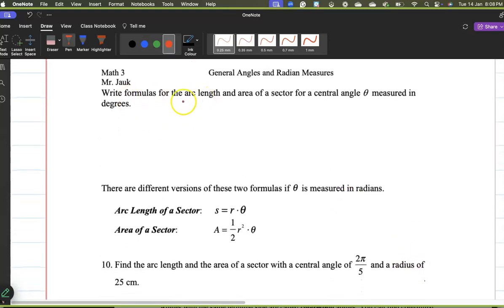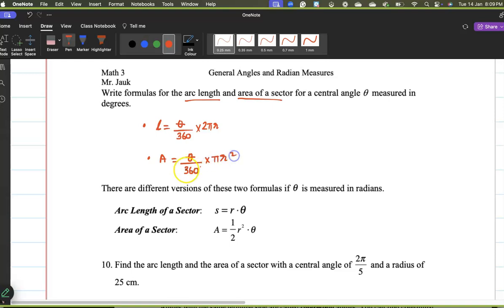So write the formulas. What is the formula of length of the arc? Theta over 360 into 2 pi r. And what is the formula for the area of a sector? Theta over 360 times pi r squared.